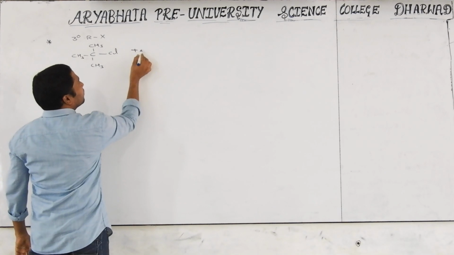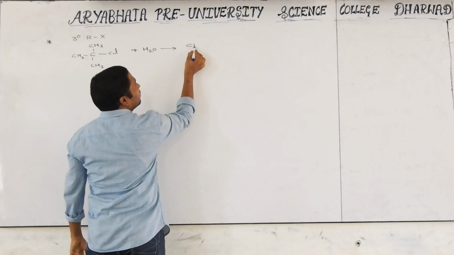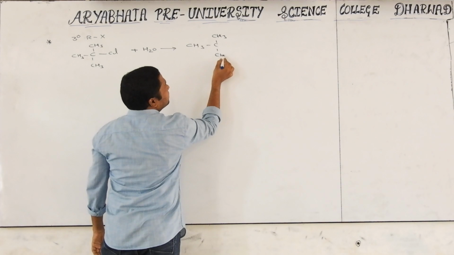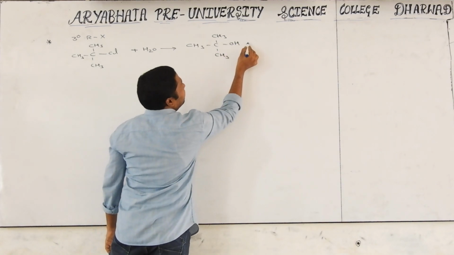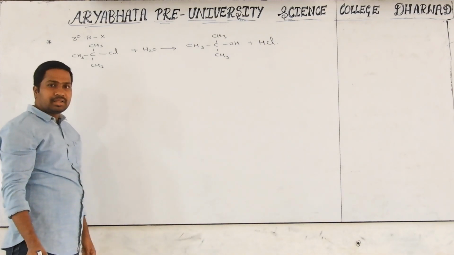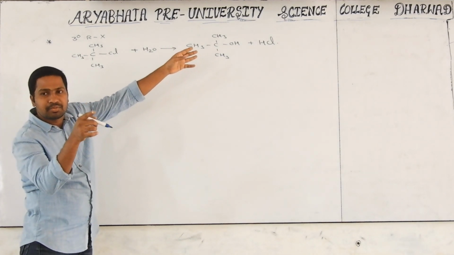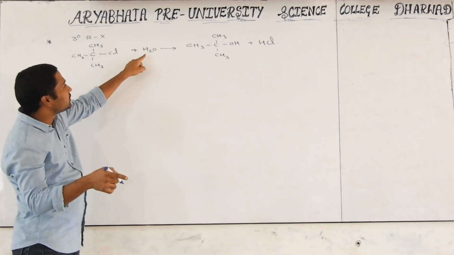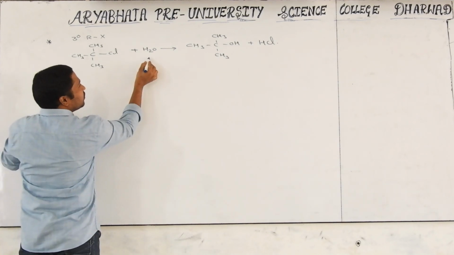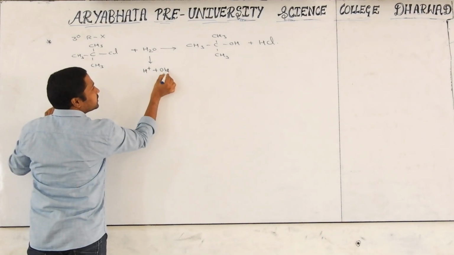If you take normal water, we get the corresponding alcohol, CH3 and OH, plus what is coming? HCl is coming. Correct sir, why is it going like this? Actually, if you want to convert alkyl halide into alcohol, we have to use either aqueous NaOH or KOH. But no need to use that, you can just use the hydrolysis reaction. Why? Because you know very well from water, H plus and OH minus are coming.